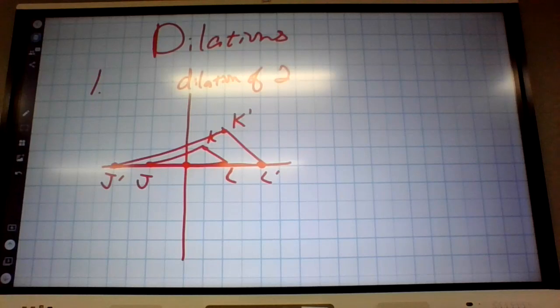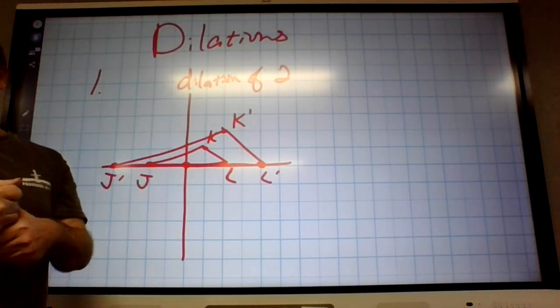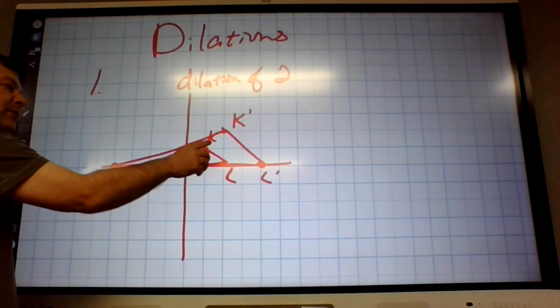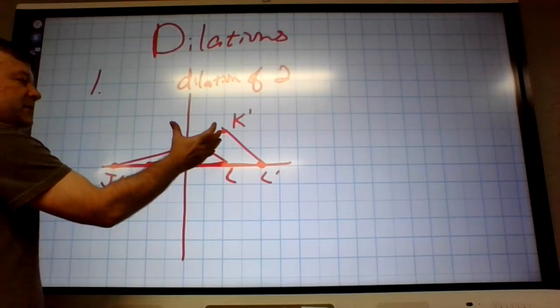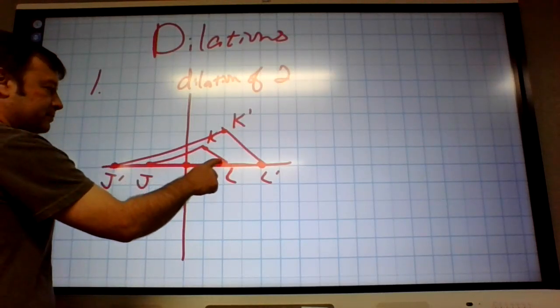Now, the dimensions are doubling, like it's twice as wide, twice as tall, but the area is actually quadrupling. You can fit 4 of these little triangles, if I drew it right. You can fit 4 of the little triangles inside the big triangle.